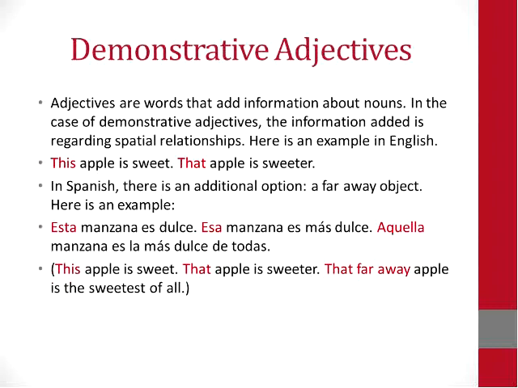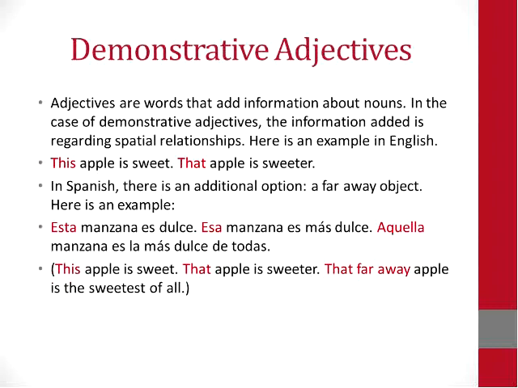Okay, so adjectives are words that add information about nouns. We know that from our English class. In the case of demonstrative adjectives, the information added is regarding spatial relationships, so we're talking about where something is located. We can say in English, this apple is sweet, but that is sweeter. So we know the proximity to the speaker.